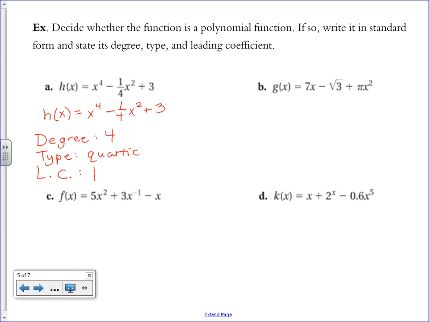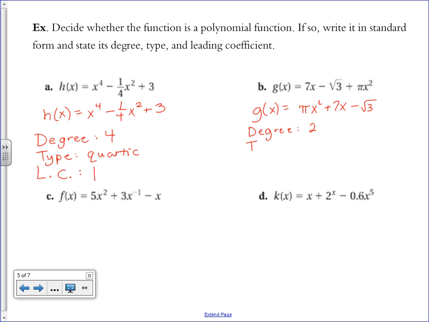Example B, we're checking if all of our exponents are whole numbers, which they are, and if all of our coefficients are real numbers, which they are. There's nothing imaginary here. It is a polynomial, so we need to write it in standard form. Our first term is going to be the x squared term. It's that highest exponent. The next term is the 7x term, and then the last term is minus the square root of 3. There's no exponent on that term. It's a 0. Our degree is the highest exponent, which here is 2.